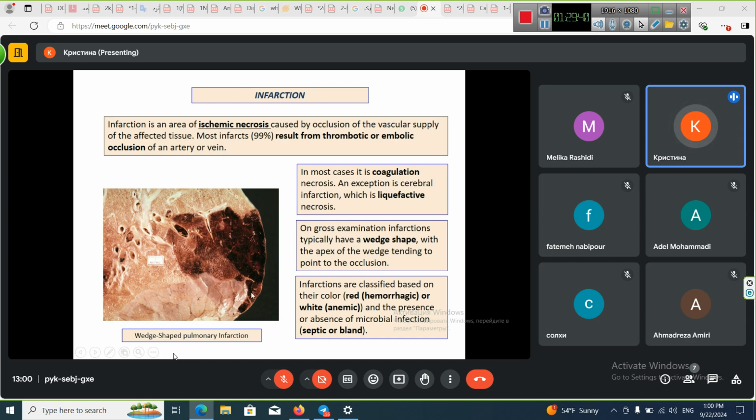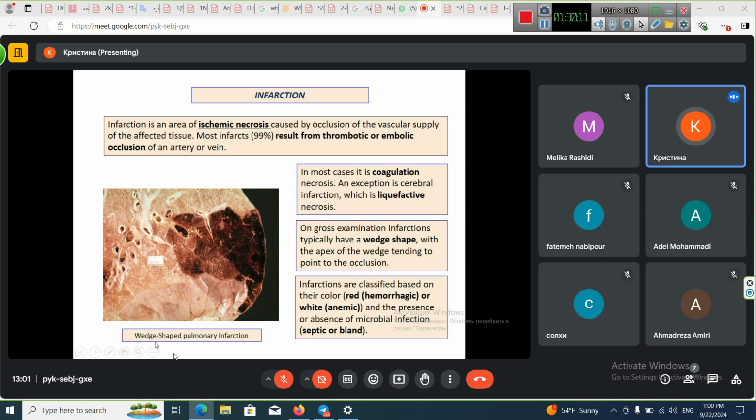Here in this picture we have the infarction of the lung. So here is normal lung tissue, which is pink in color, and this brown in color is the red hemorrhagic infarction, which is characteristic for lungs. In lungs, we usually have red and not white infarction. This is why this area is more red looking than normal.